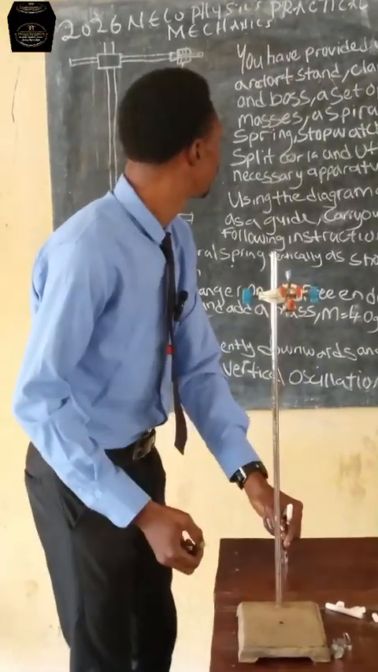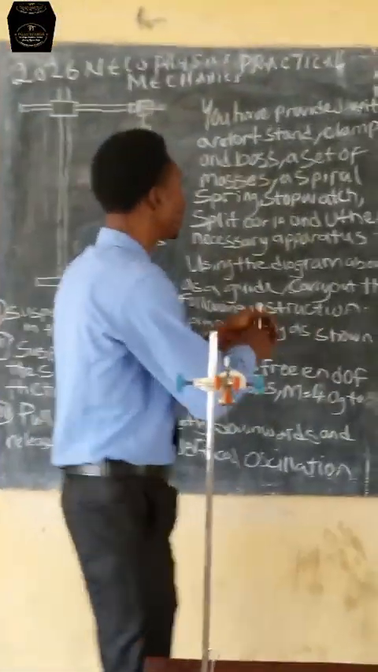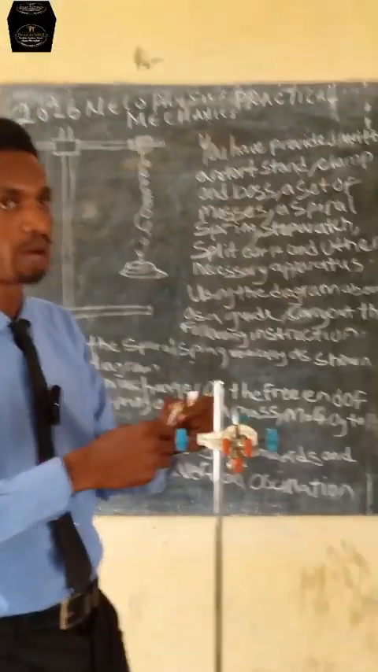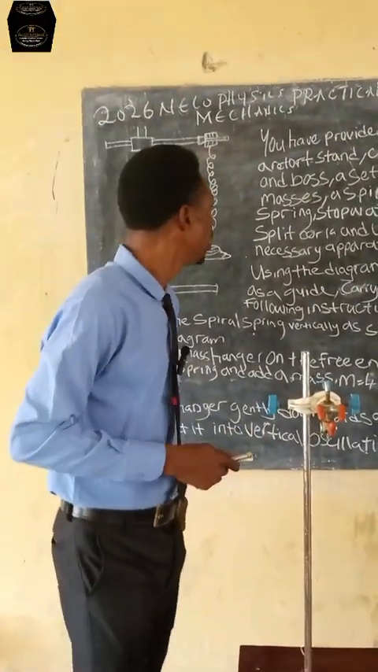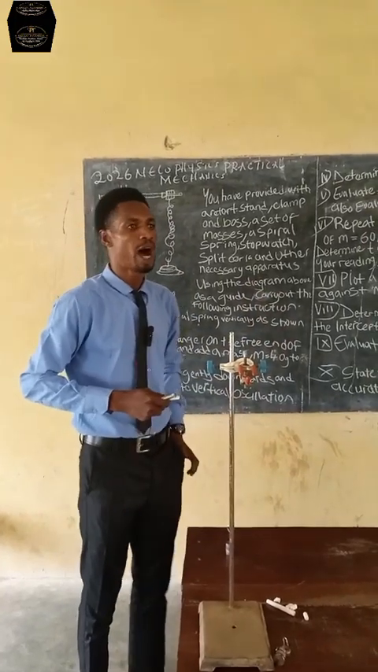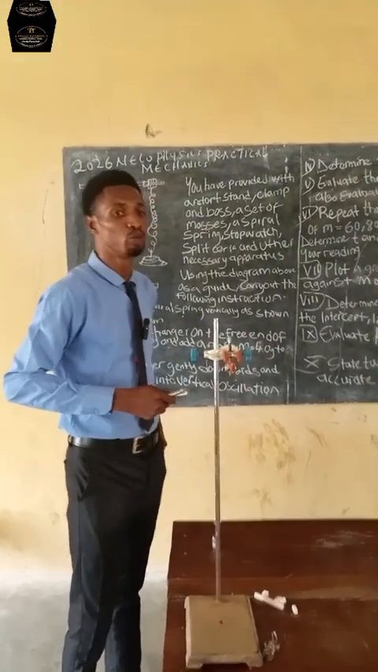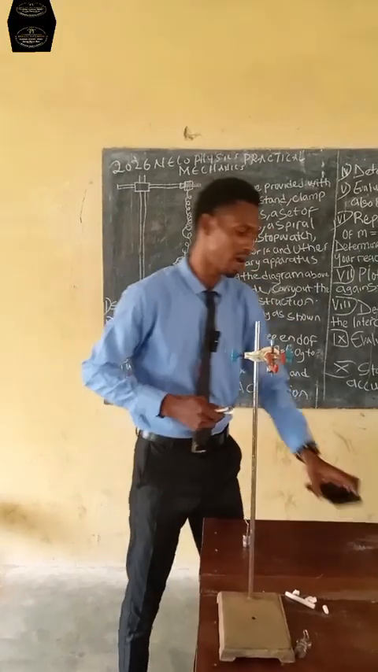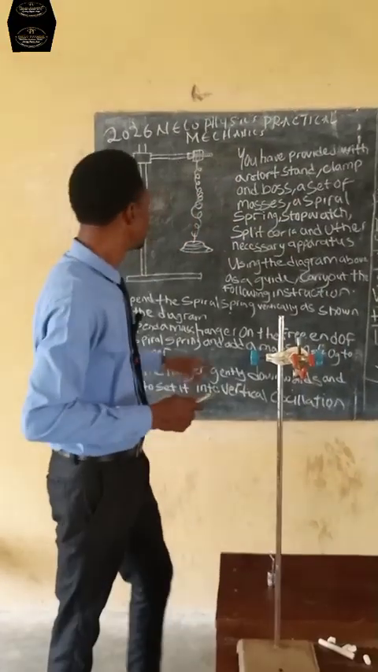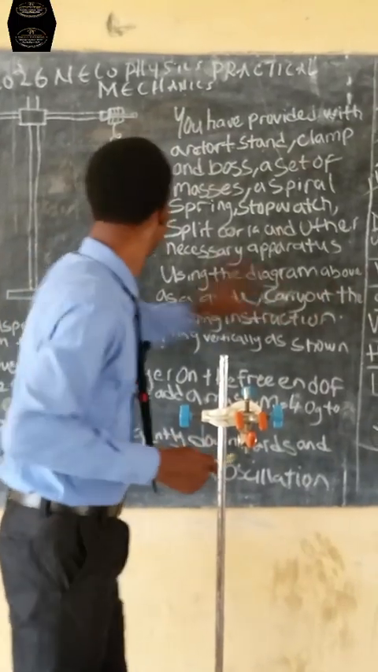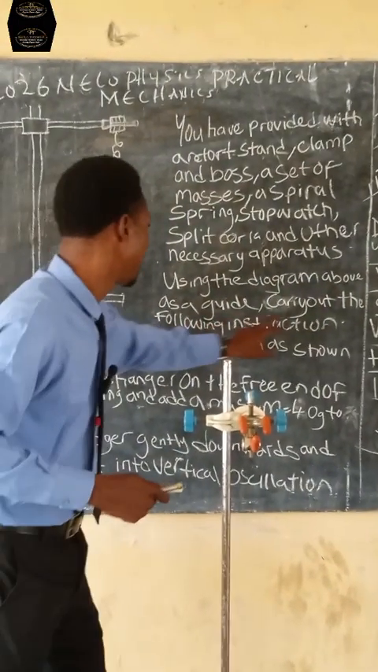And a spiral spring. This is the spiral spring I'm going to be using. And a stopwatch. That very day your physics teacher is going to provide you a stopwatch. But for now I'm going to be using my phone as a stopwatch.